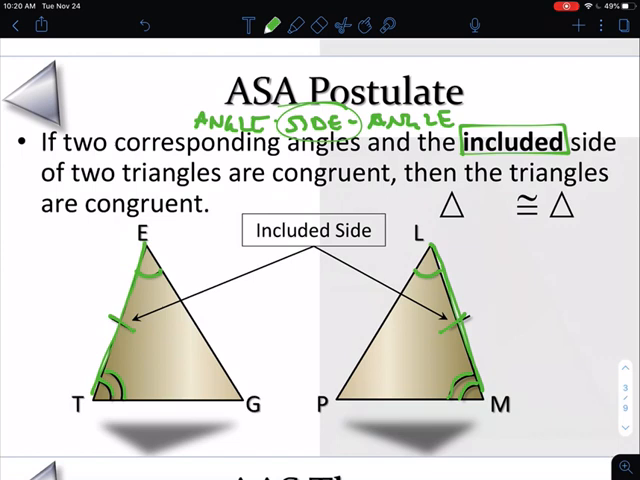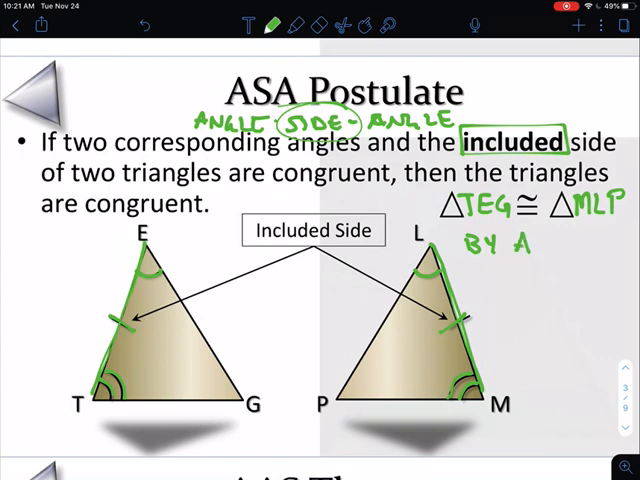So angle, side, angle. When we go to talk about these triangles, we say that they're congruent. We make the statement: triangle TEG is congruent to triangle. Now, I'd be careful with my order. I went from T to E to G, so to match up corresponding parts in the other triangle, I would start at M, go to L, and then go to P. So T to M, E to L, G to P.